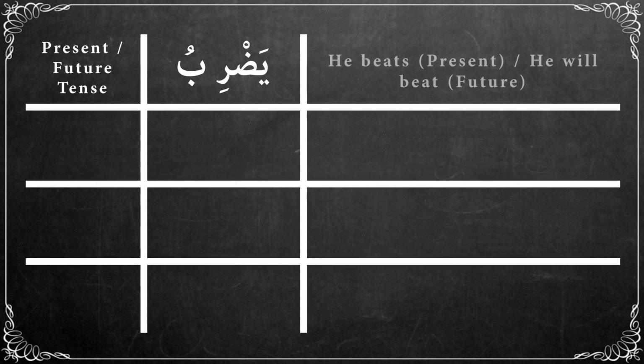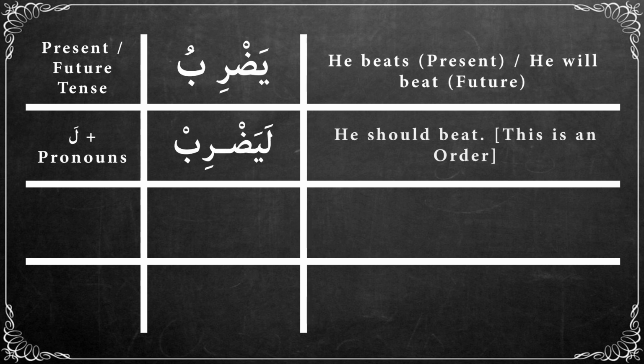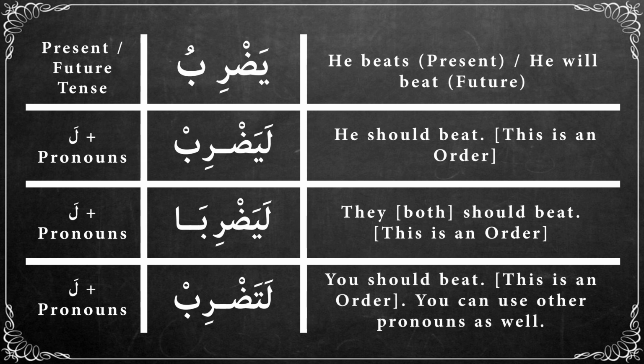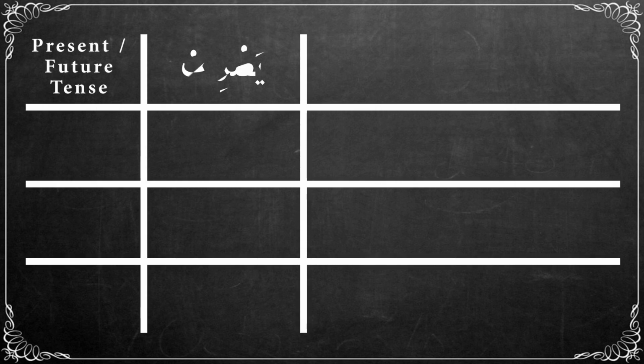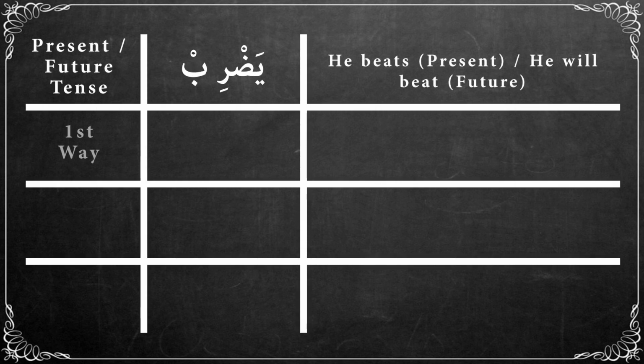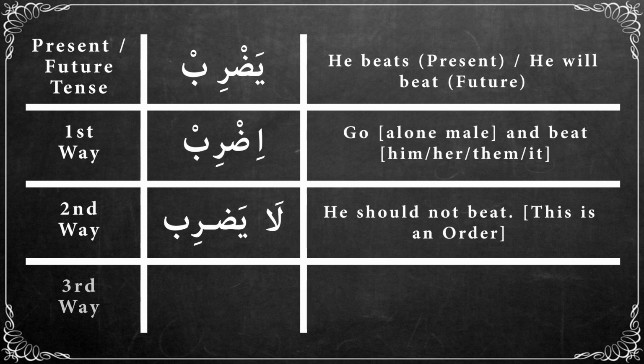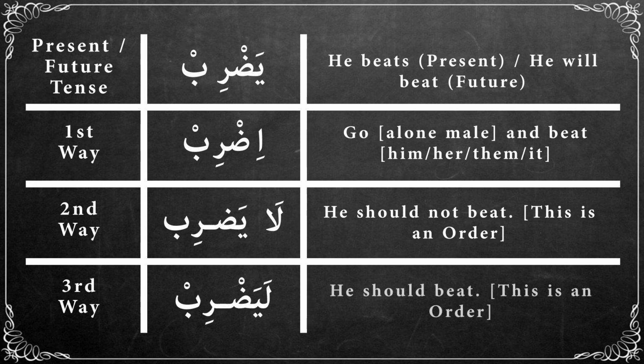يضرب. He beats or he will beat. لا يضرب. He should not beat. لا يضرب. They, both, should not beat. لا تضرب. You should not beat. You can use other pronouns as well. Here is a small summary for the ways of writing orders. If you get confused, then don't be, as when we will start the Quran you will easily understand it. This is something that we wanted you to keep in mind.